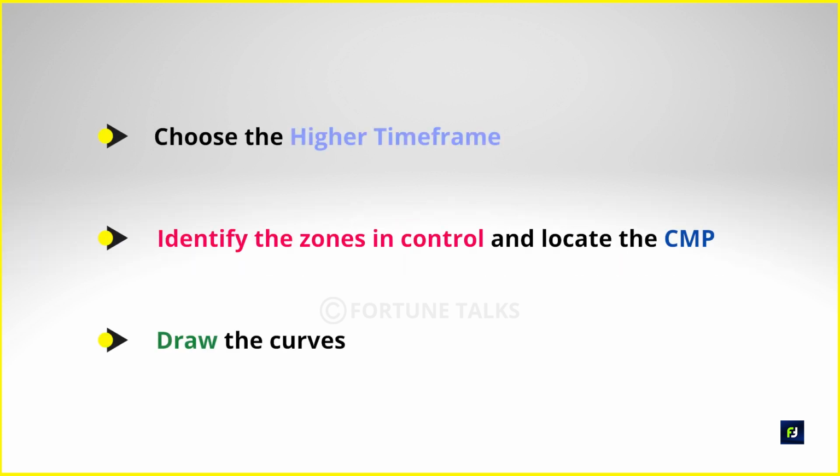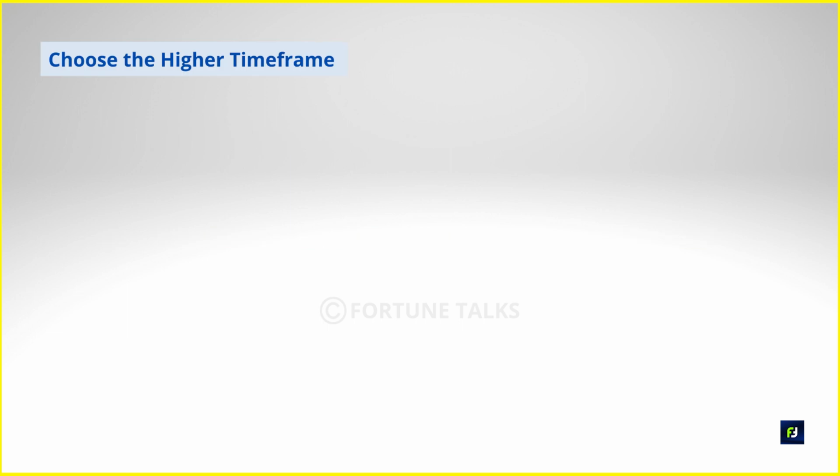To identify the supply and demand zones, we will use yet another simple 3-step process. First, we will use a larger time frame to draw our zones in control and then determine the location of the current market price on the curve. So the first step is to choose your higher time frame.